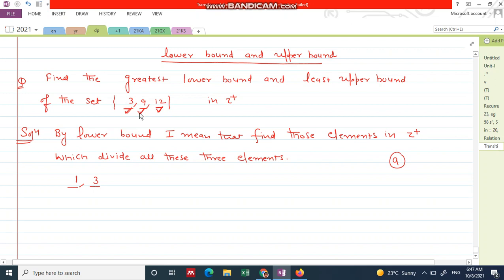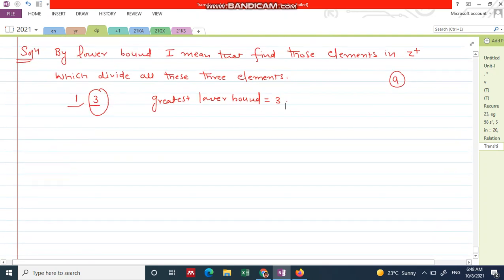Now we want to find the greatest lower bound. All these are the lower bounds, but out of these two, which one is greatest? 3 is the greatest. Okay, so the greatest lower bound is 3.